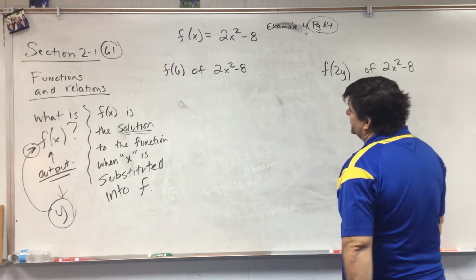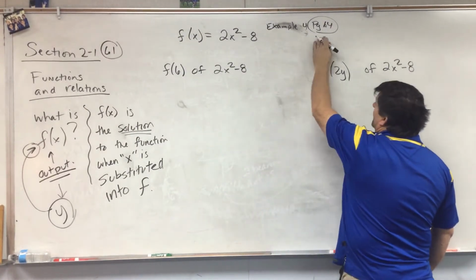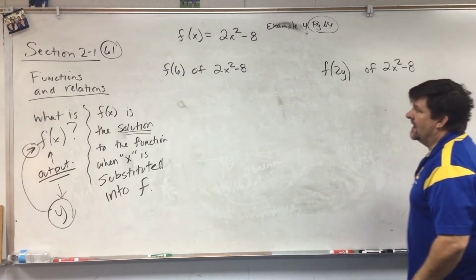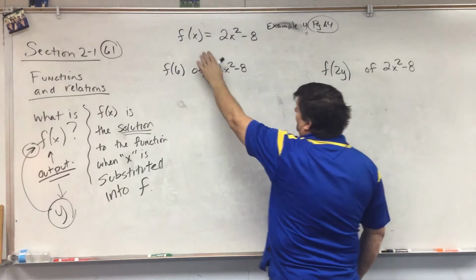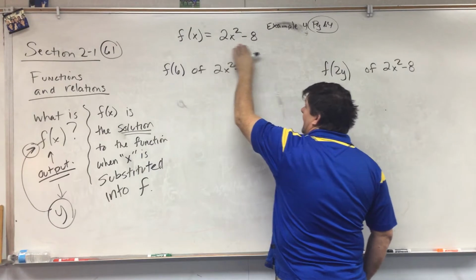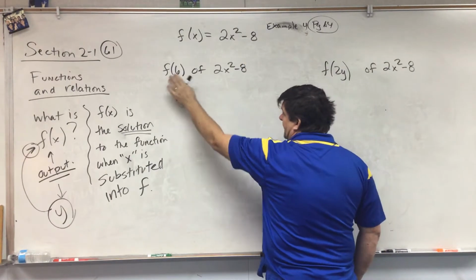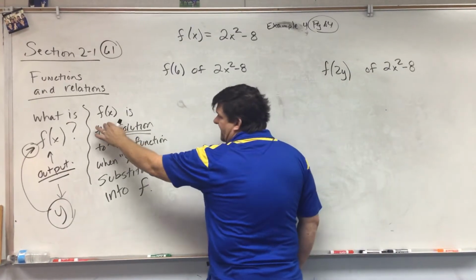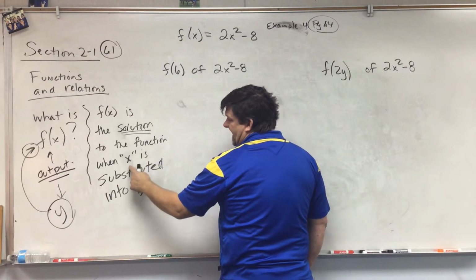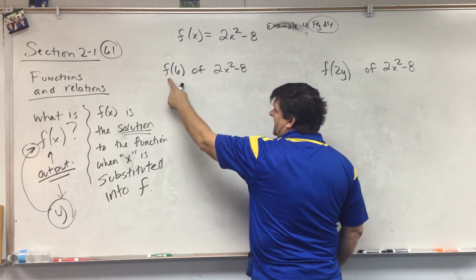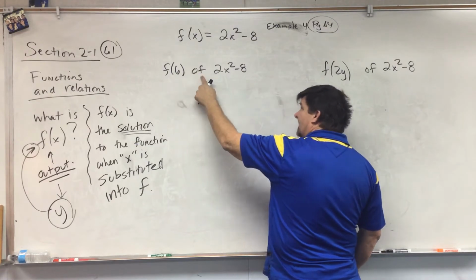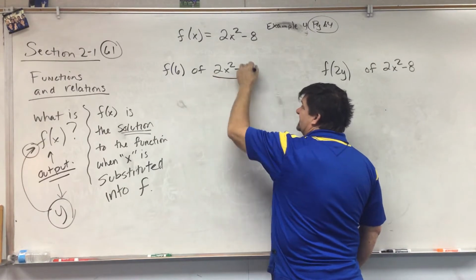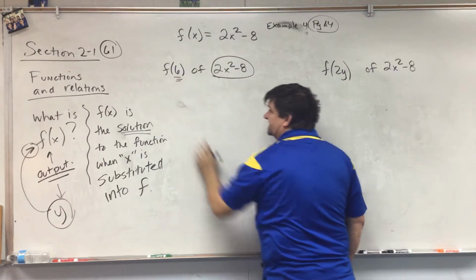So if we look at this, this gives us example 4, page 64. You can pause it right now so you can copy. Now, if we're looking at this, they give us f of x, and then they tell us to find f of 6, and then to find f of 2y. So based on f of x is the solution to the function when x is substituted, they want us to find f of x of 2x squared minus 8. So what does that mean? That means, what is the answer to this when I put x in there?